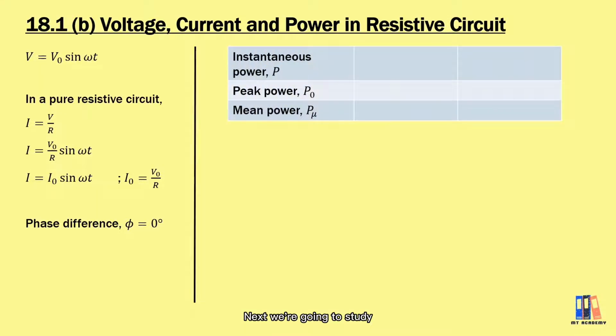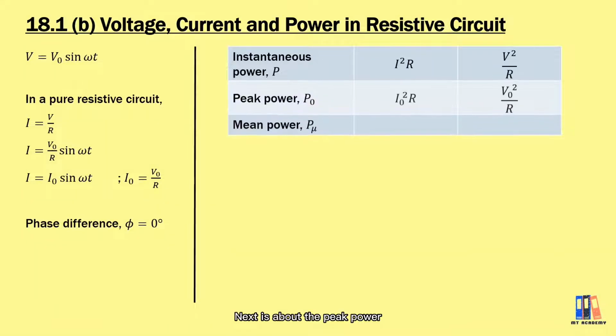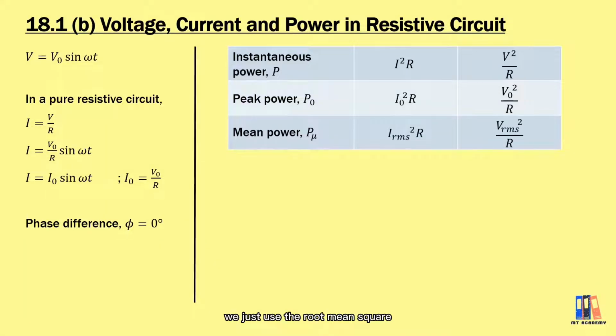Next, we're going to study three types of power in this topic. First is about the instantaneous power, that the power is given as the formula of VI, which we have learned before. It can also be derived as I square R or the V square over R. Next is about the peak power. So we use the value of the peak current or the peak voltage to calculate its value. And to calculate the mean power, we just use the root mean square value of the current or the voltage to obtain its value.